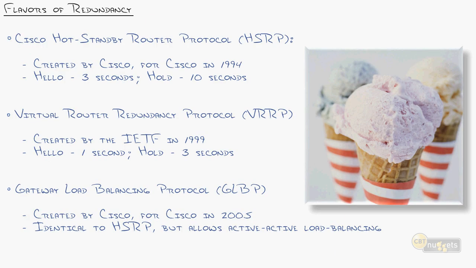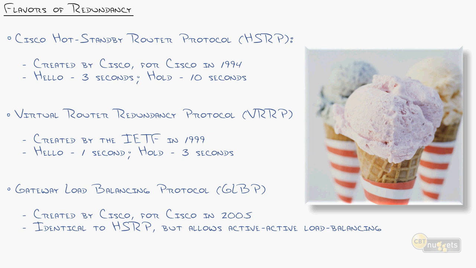Now let's look at the 3 flavors of first hop redundancy protocols a little more in detail so we can tell what the differences are. I'm looking at those ice cream cones. I'm like, oh, like I just want to lick that. That strawberry one just looks delicious.